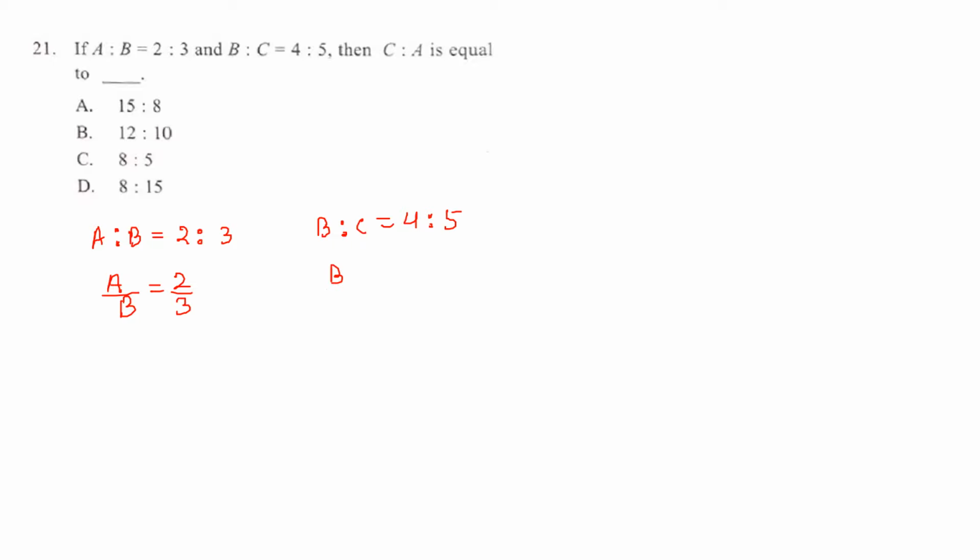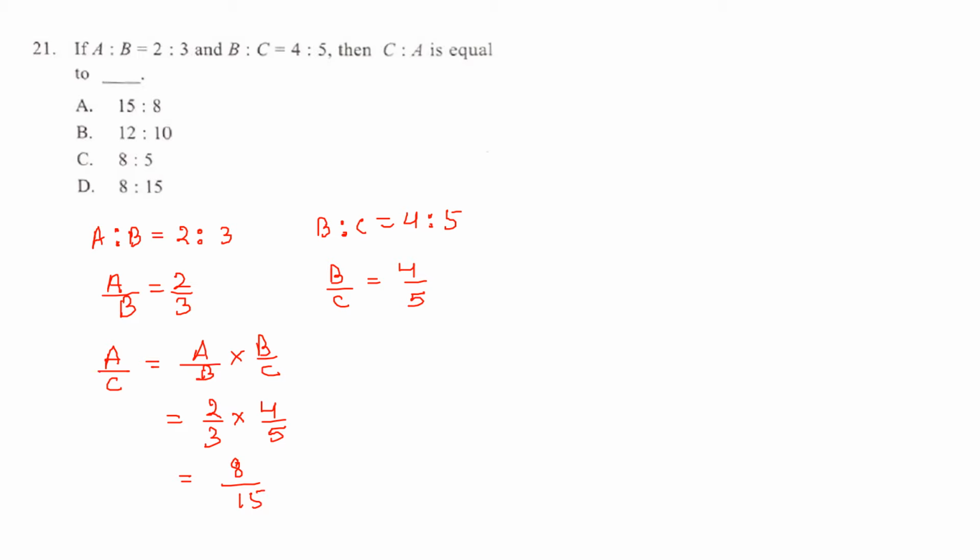And from here, I can write B by C equal to 4 by 5. So first, I am trying to find the ratio of A by C. I know that to find A by C, I can write it like this: A by B into B by C. From here, B and B will get cancelled and I will get the value of A by C. So my A by B is 2 by 3 and B by C is 4 by 5. And from here, I can write 8 by 15, right?